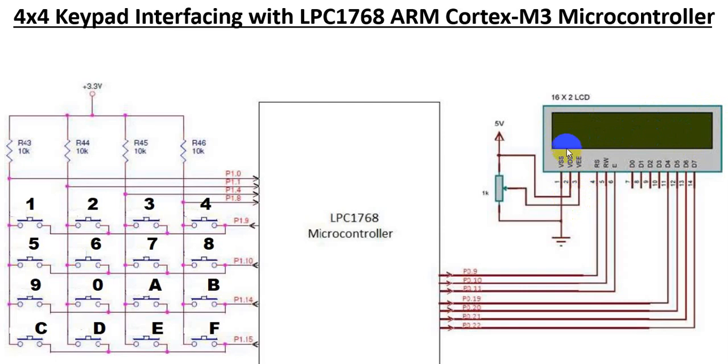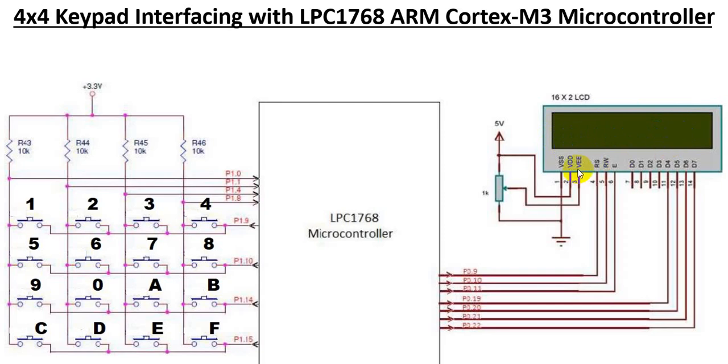Similarly, I want some data to be printed on line number 2. So in such a situation, I need to force the cursor to start from the second line. So I need to send the command C0H. So these are the commands. Then what is the data? Data is that which is printed on this 16x2 LCD.